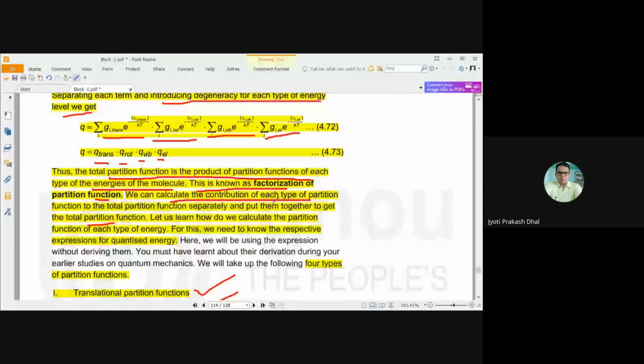Okay, so here thus the total partition function is the product of the partition function of each type of energy of the molecule, and this is known as factorization of the partition function. Now we can calculate the contribution of each type of partition function.